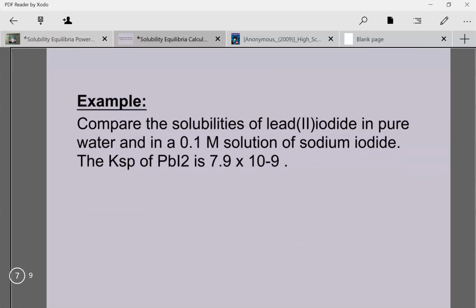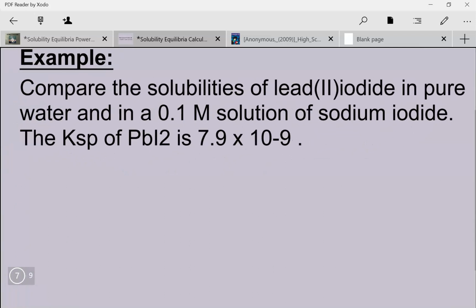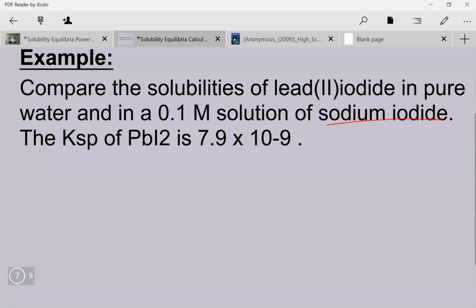So we're going to compare lead iodide in pure water and in a 0.1 molar solution of sodium iodide. Again, sodium iodide, if you look at the solubility chart, is completely soluble. So there is no sodium iodide, there's just sodium ions and iodide ions, 0.1 molar of each, right?